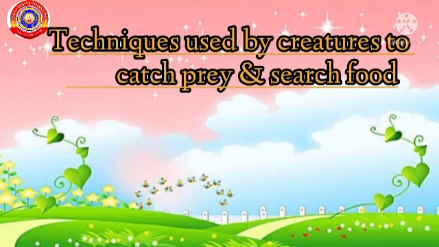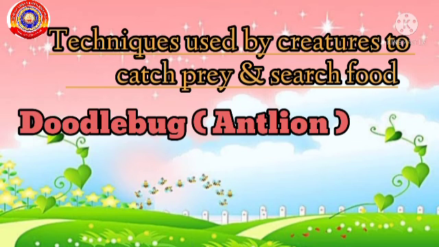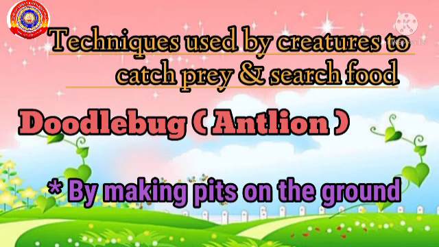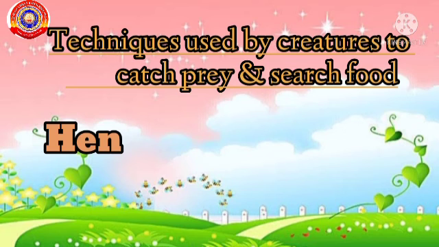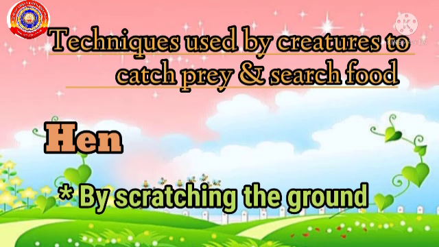Which is the next creature we studied? Yes, doodlebug. They catch their prey by making pits on the ground. Then the last creature is hen. How do they search their food? Yes, by scratching the ground. Okay, my dear little ones, I hope you all understand the topic that we discussed today.